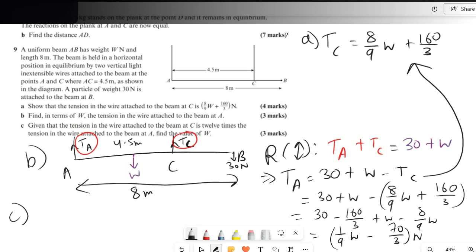For number C, it's given that the tension in the wire attached to the beam at C is 12 times the tension in the wire attached to the beam at A.